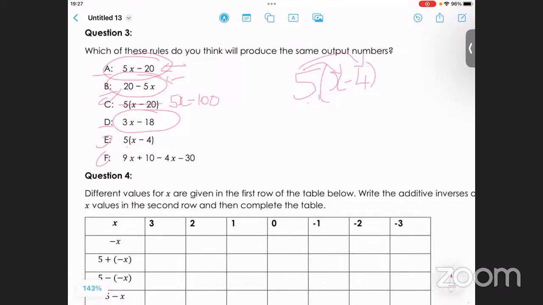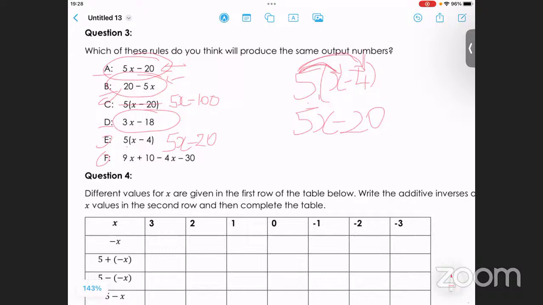5 times x gives 5x. And when you multiply 5 with minus 4, how much do you get? Minus 20. So the expression for letter E is going to be 5x minus 20. Remember, we took 5 and multiplied it with everything in the bracket. So it's 5 multiplied by x, and again, 5 multiplied by minus 4. Then we got that.